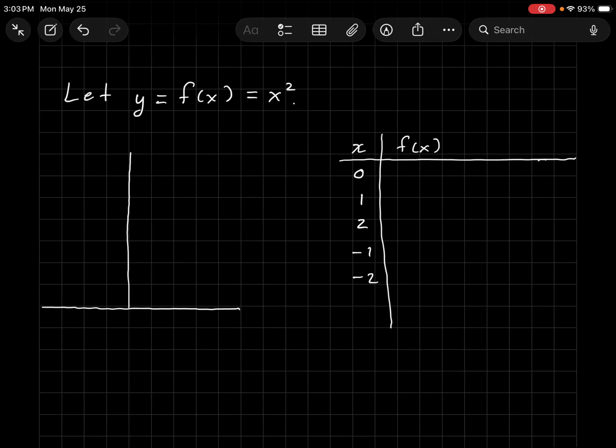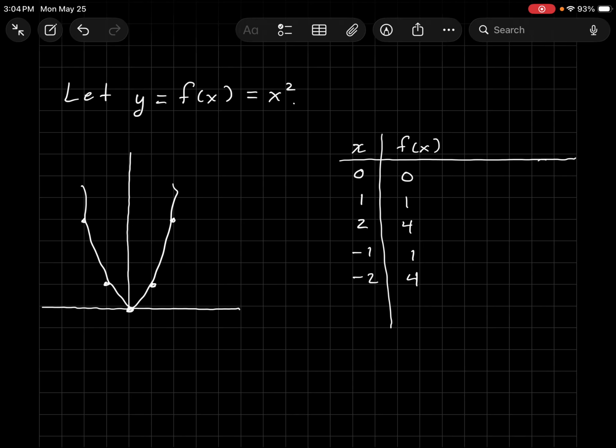When x is 0, so is y. When x is 1, y is 1 squared. And then we can just plug in some values. 2 squared is 4. Negative 1 quantity squared is 1. Negative 2 quantity squared is 4. And then we can plot these values on our graph over here. And then connect our dots. There's my basic function, y equals f of x equals x squared.